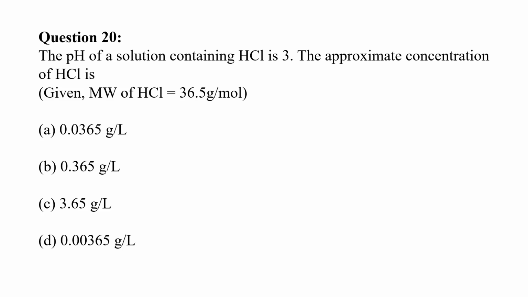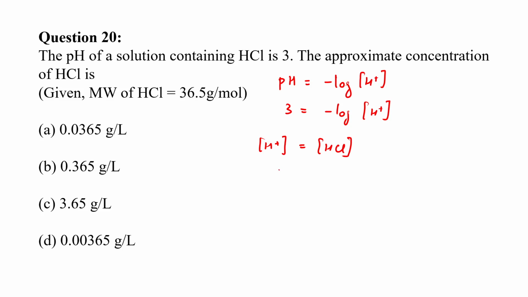This moves me to the last question of this session, question number 20. pH of a solution containing HCl is 3. Approximate concentration of HCl is. Now we have the pH given, and we have to calculate the concentration of HCl. So it's again the same thing. pH is equal to minus log of H plus. If I have the pH, I can calculate the H plus ion concentration, right? Once I have the H plus ion concentration, I can get the HCl concentration, because HCl concentration will be equal to the H plus ion concentration.